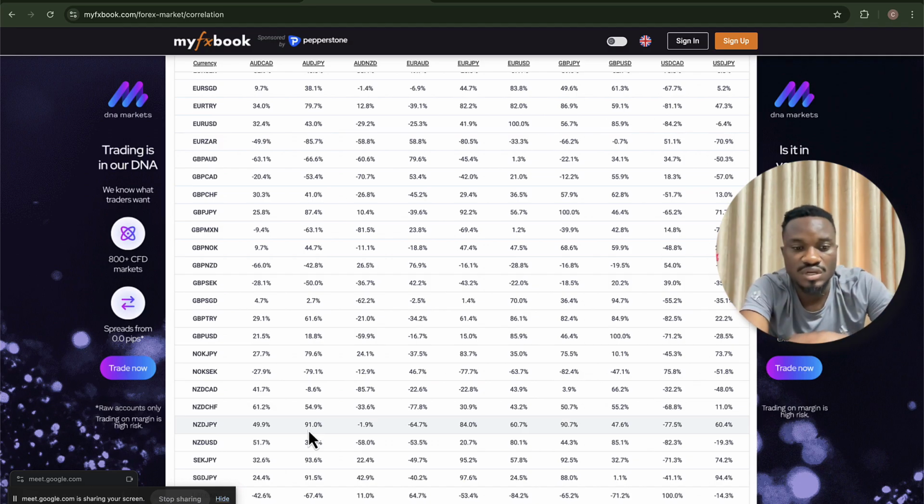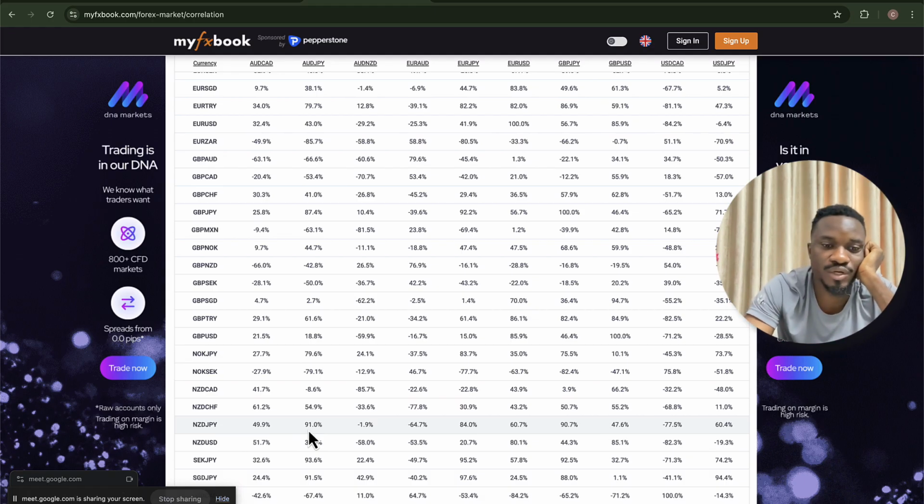91. That means this currency pair they are so related. They are almost the same thing. So if you are buying New Zealand JPY and you are selling AUD JPY, you are putting yourself into trouble. You can see they are almost 91%. That means they are so correlated.